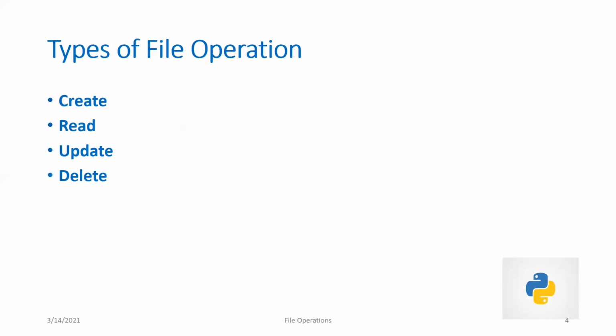So what types of file operations are available? There are four basic operations that can be done on a file, but there are many other operations. In this lecture we will discuss these four operations: create, read, update, and delete.